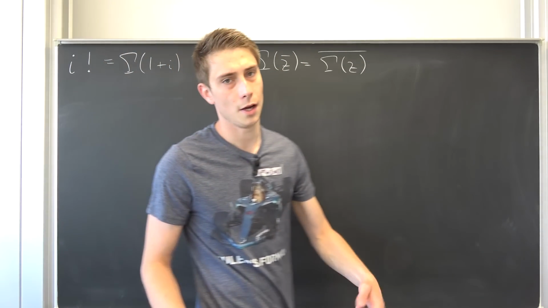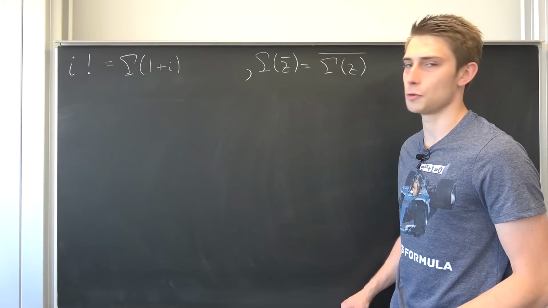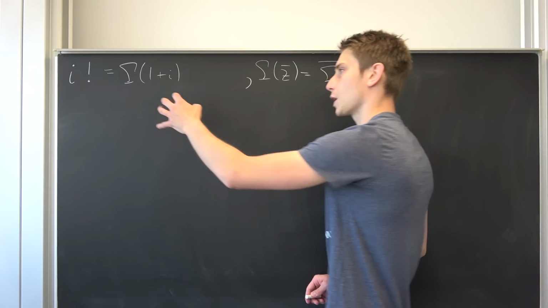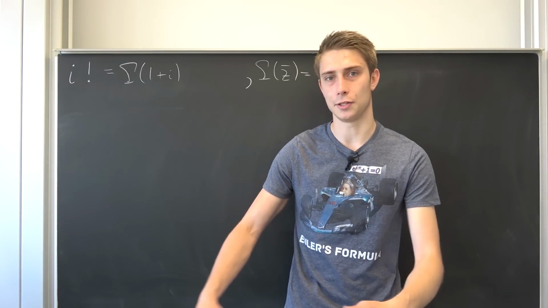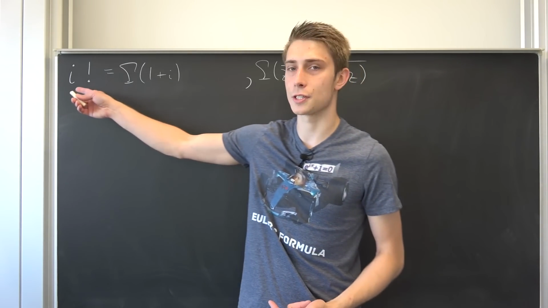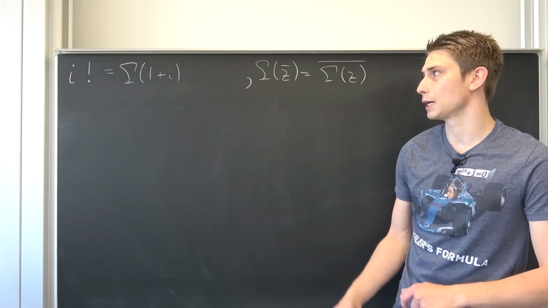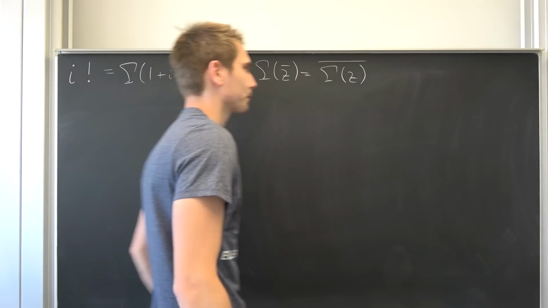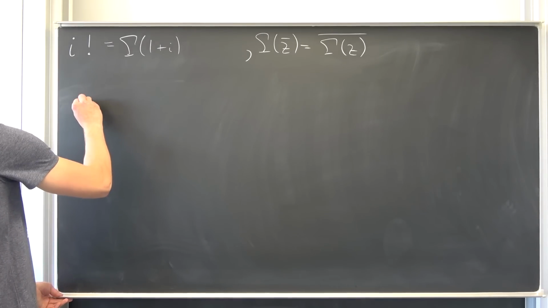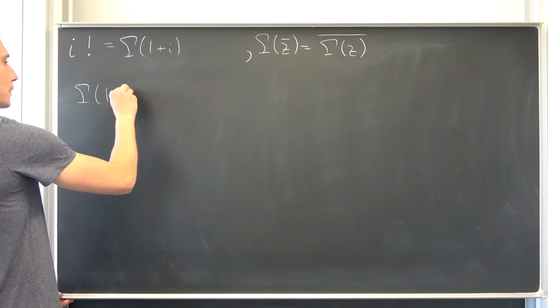Now, our main goal is to basically get an expression for our i factorial. But like I said, we are going to take a little detour and take a look at the modulus of i factorial right here. i factorial is nothing but gamma of 1 plus i. We're going to write it out. Gamma of 1 plus i.